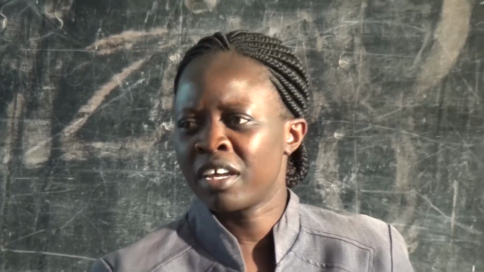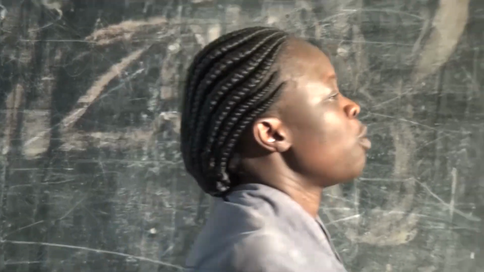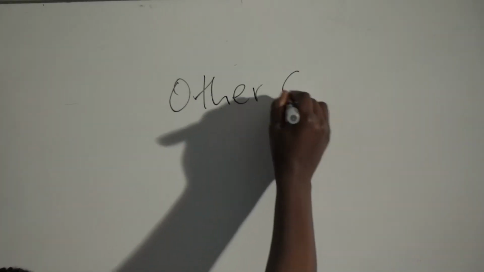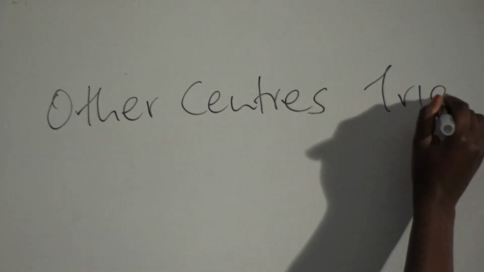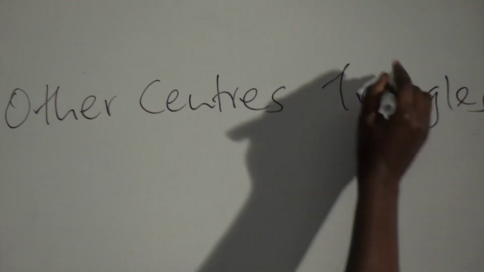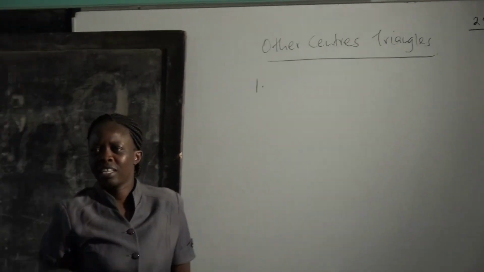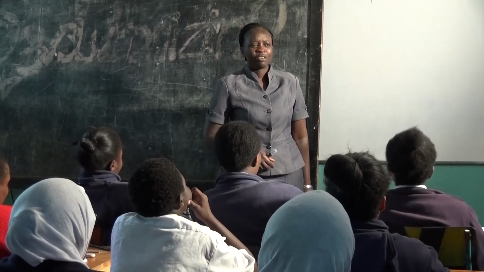Centers, which we are referring to as the other centers of triangles. Remember, we had discussed three of them. So we are going to look at other centers of triangles, and we had discussed three. If you can remember the first one, kindly raise up your hand. Just one. You can remember.